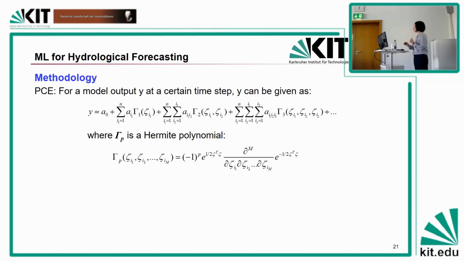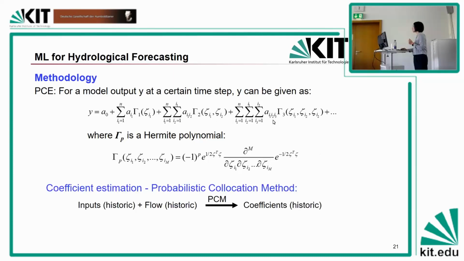All you need to do is to determine how many standard normal distributions you want to use, and then determine all these coefficients, and then you can describe the distribution of your output. So now the problem becomes estimating the coefficients. So what we can use is a method called probabilistic collocation. This means if you have the input and historical output, then you can use this method to estimate the coefficient.